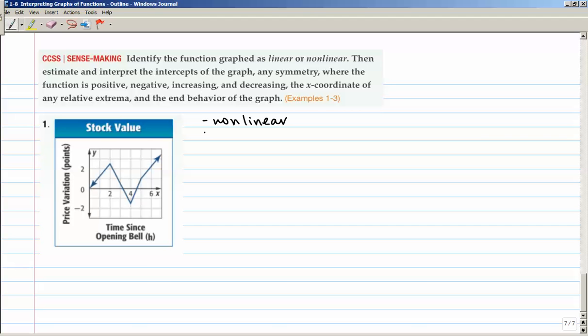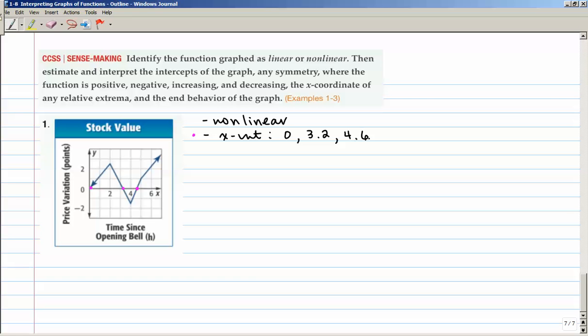Interpret any intercepts of the graph. So let's see. Do we have some x-intercepts? We would have an x-intercept. I'm going to go ahead and put a pink dot here. We would have an x-intercept right about here, and one right about there, and actually also right here. Okay. So I'm going to have x-intercepts. What are the x's of those points? 0. And that's probably about 3.2. And that's probably about, I'll call it, about 4.6.